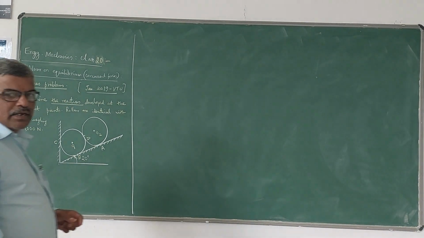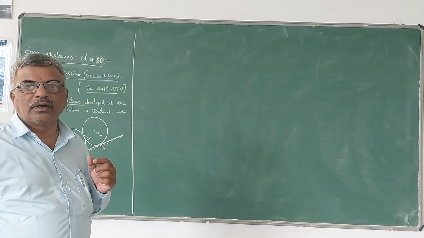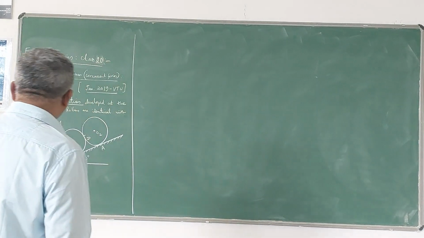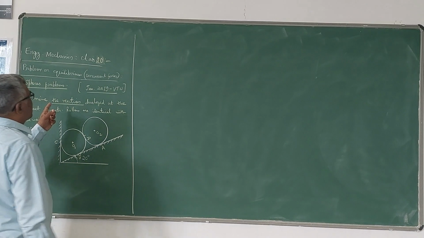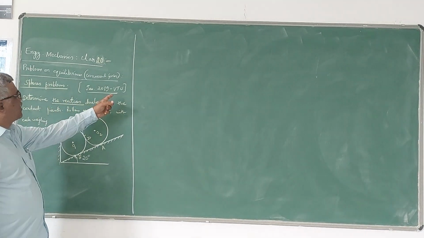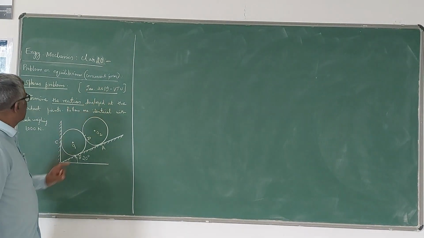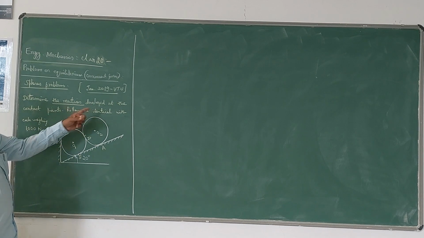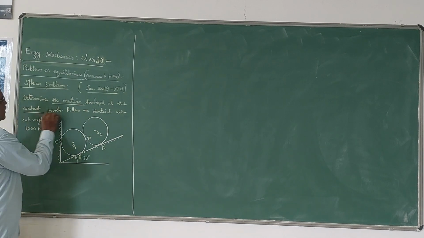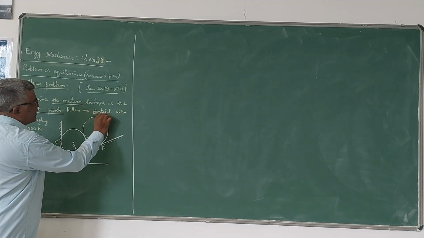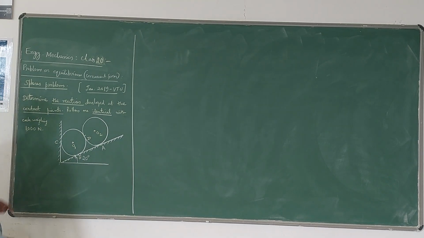So we will discuss some more problems on equilibrium of connected bodies. Here this is an examination problem of VTU January 2019. Determine the reactions developed at the contact points. The rollers are identical, that means similar, with each weighing 1000 Newton.